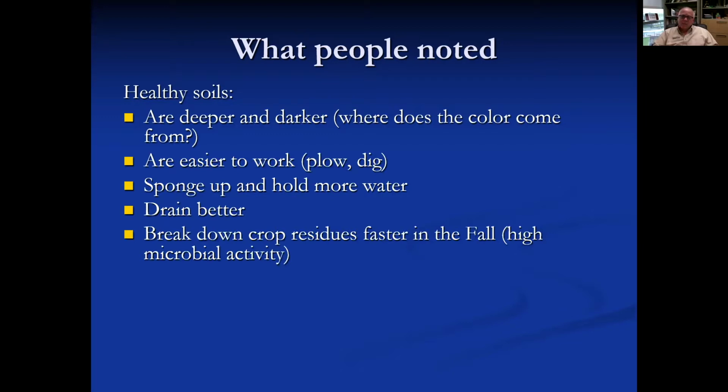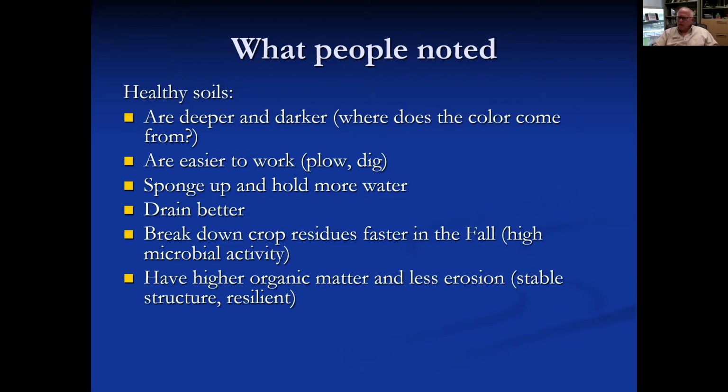The system breaks down organic debris that comes into the system far quicker when the soils are healthier, because the organisms in the soil that are responsible for that decomposition are actively transforming those materials much more rapidly than they would be if they weren't healthy and thriving in the system.